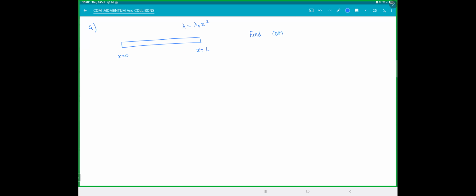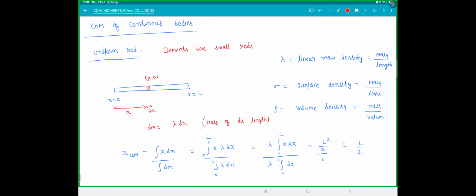Look at the rod. When x is 0, there is no mass. As x is increasing, the mass is becoming heavier and heavier. So this rod will look like this. It is heavy, more mass, more mass, more mass, more mass. The rod is becoming heavier and heavier on the right hand side. Let's get this. Easy one. You just have to replace lambda with this and you're done.